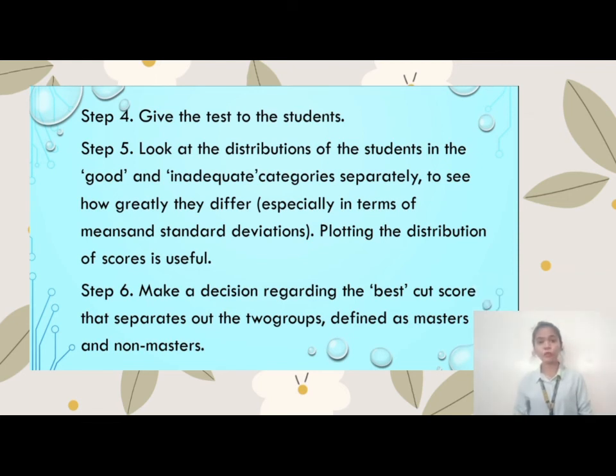Step 5. Look at the distributions of the students in the good and inadequate categories separately to see how greatly they differ, especially in terms of means and standard deviations. Plotting the distribution of scores is useful. Step 6. Make a decision regarding the best cut score that separates out the two groups, defined as masters and non-masters. The final step is not quite as straightforward as it sounds.